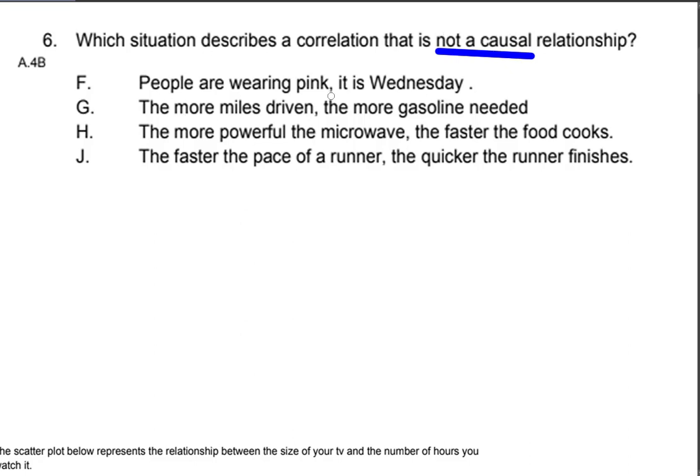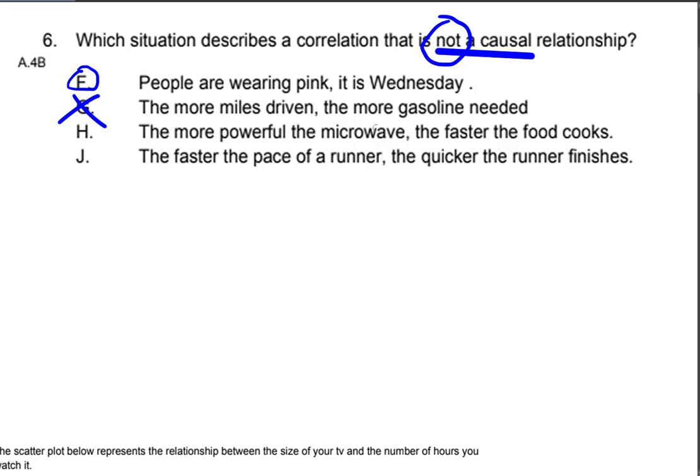So people are wearing pink. It is Wednesday. Does it being Wednesday lead to wearing pink? The answer, I believe, is this one because it's not a causal relationship. But I always like to check all my answers, okay? So the more miles driven, the more gasoline is needed. Well, that one is definitely a causal relationship. You will use more gas as you drive more miles. So that one is causal, but we want the one that's not a causal relationship.